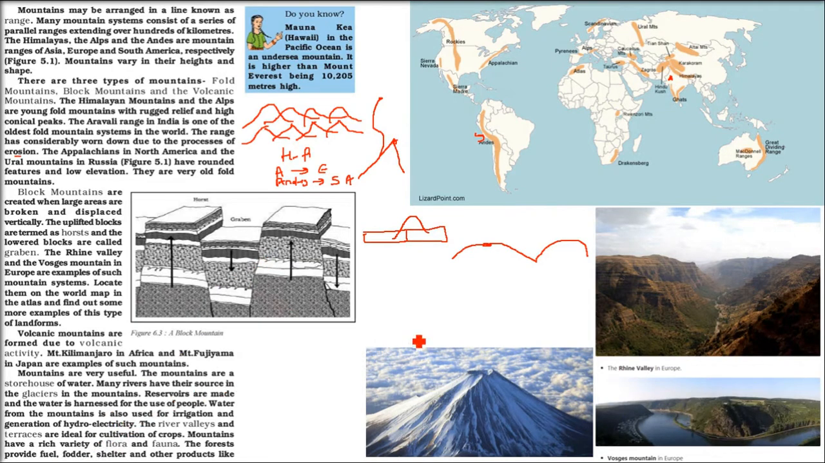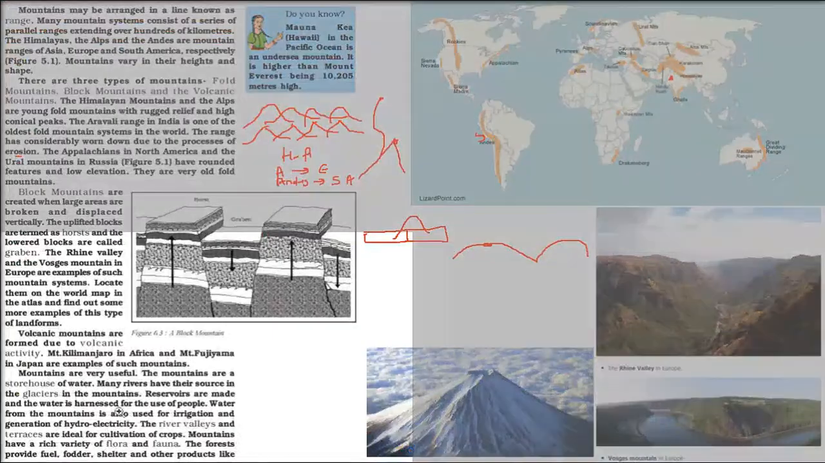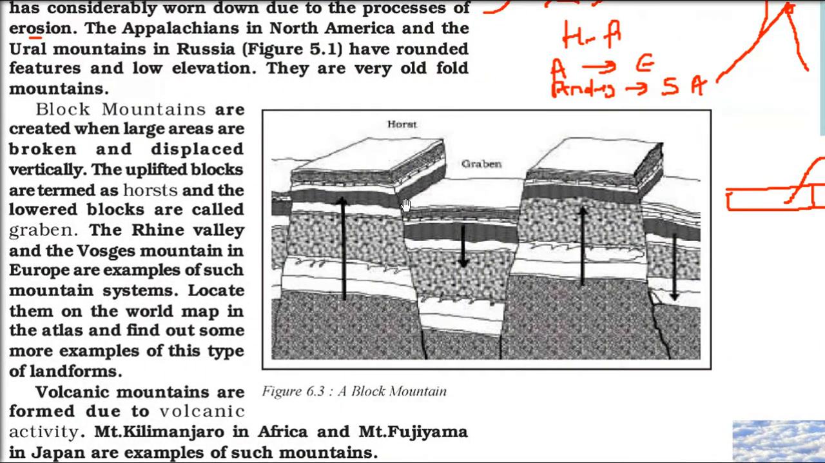The second is block mountains. So what is the block mountain? How does this form? There is a very big vast area, and it broke and went down vertically. I'll show you how it happened. The part which has gone down, which has broken, is the graben, and the part which remains like that is called horst, and these horsts are the mountains we are talking about. These are block mountains. The upper part which remained is horst, the part which has gone down is graben.